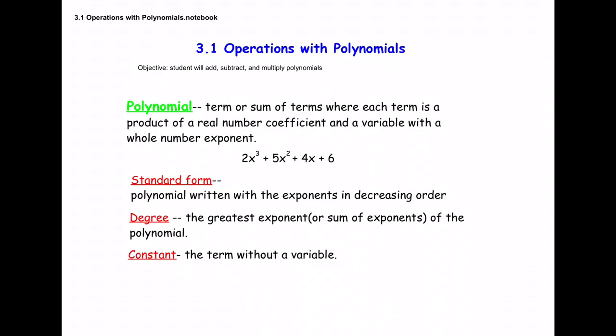Your degree is the greatest exponent or sum of the exponents of the polynomial, and your constant is the term without a variable.